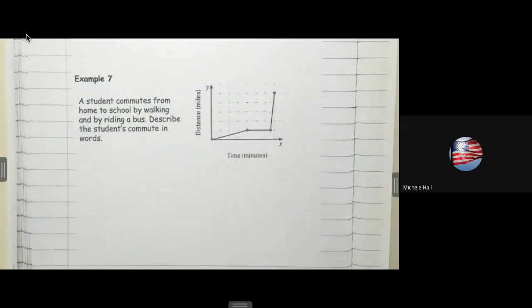Okay, who's going to be brave and go first? Good job, Hunter. What do you got? He walks for 4 minutes and stops to wait for the bus. Then the bus picks him up and brings him to school. That's pretty good. Yeah, right? Same thing? Walking to the bus, waiting at the bus, and riding the bus to school.